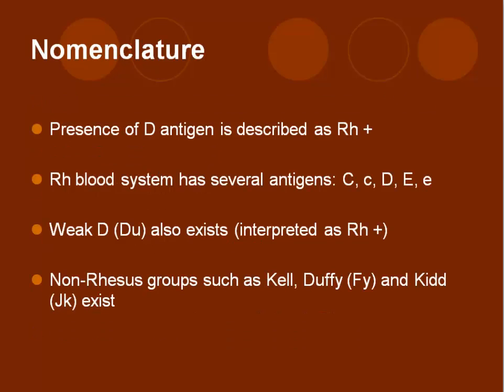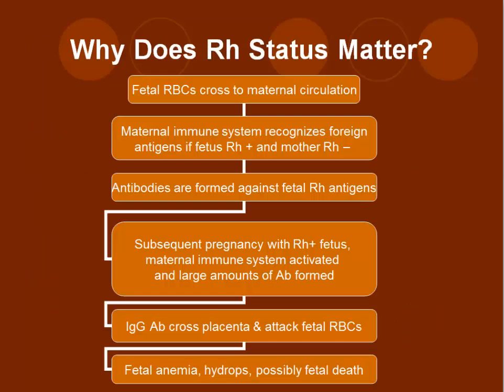The Rh or rhesus blood type system has several antigens: big C, big D, big E, and little e. A weak D, called Du, exists, which is treated as the presence of the D antigen. Other non-rhesus antigen groups exist as well. We'll focus on the D antigen. We care about the Rh status of patients because of the potential lethal effect that Rh disease can have on a fetus. If a pregnant woman is Rh negative, she does not carry the D antigen.